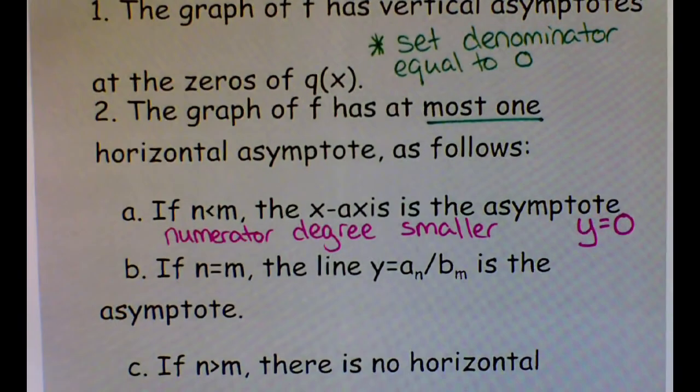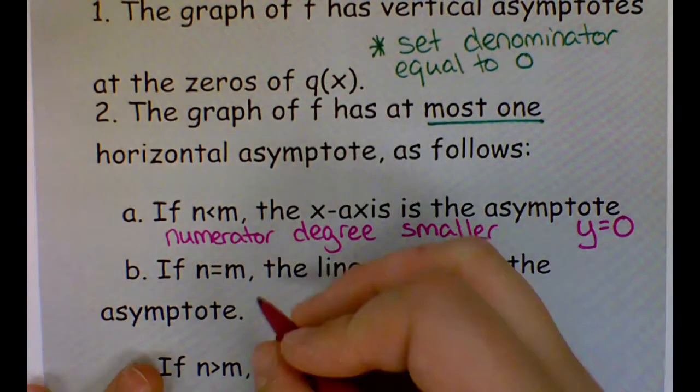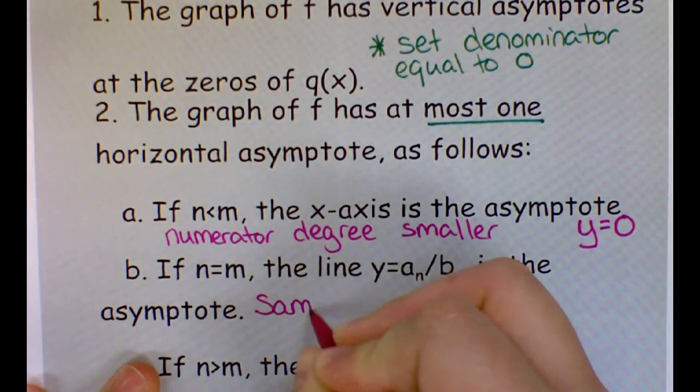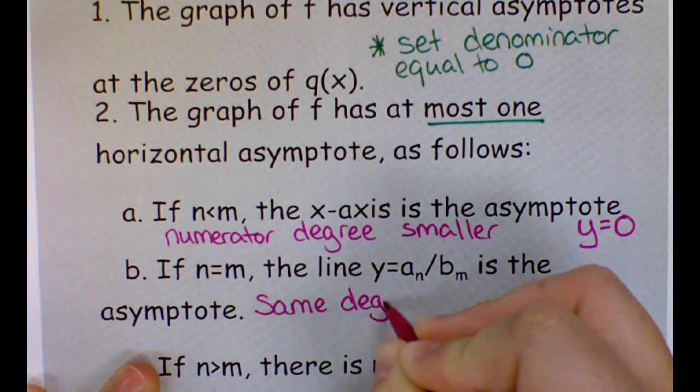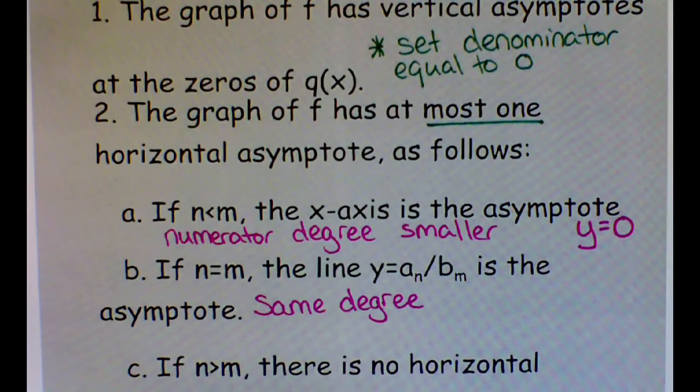If n equals m, so that means same degree, the line y equals a sub n over b sub m is the asymptote.